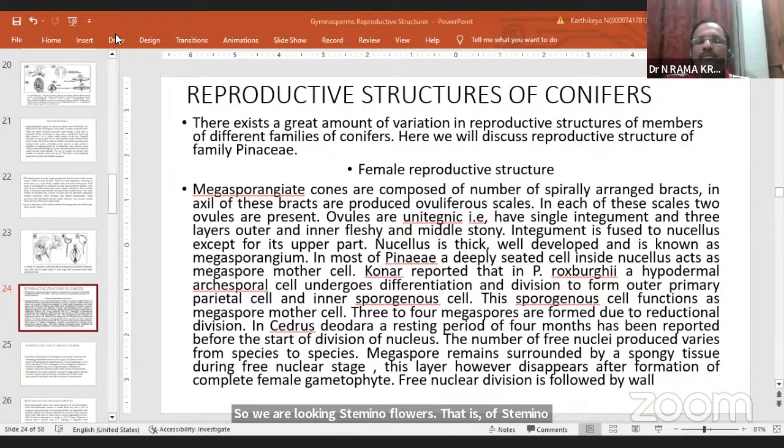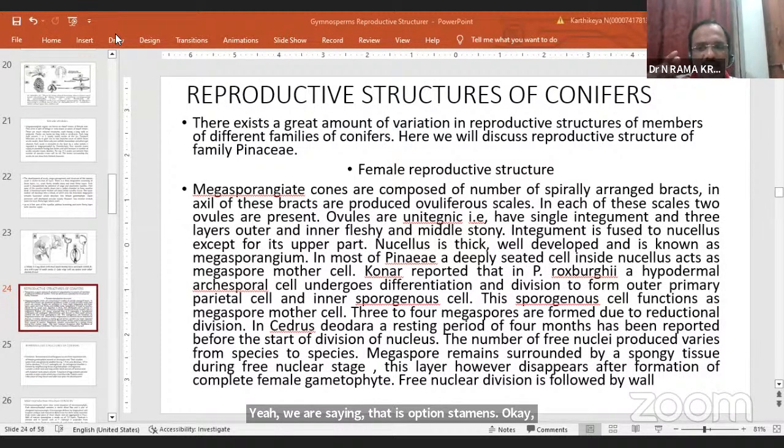You see, the megasporangiate cones are composed of a number of spirally arranged bracts. In the axil of these bracts are produced oviferous scales. In each of these scales, two ovules are present, the female reproductive organs. Before we go to the female reproductive organs, see now here the microsporophylls, that is, the stamens, which are spirally arranged at angles to the cone axis.